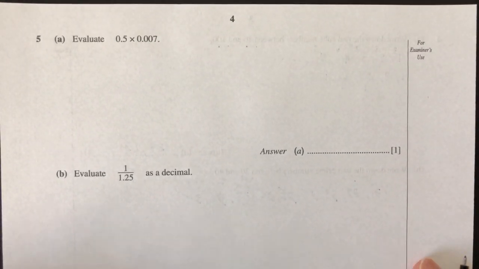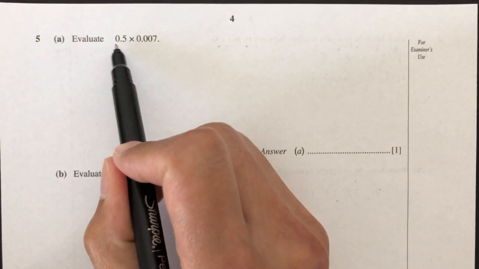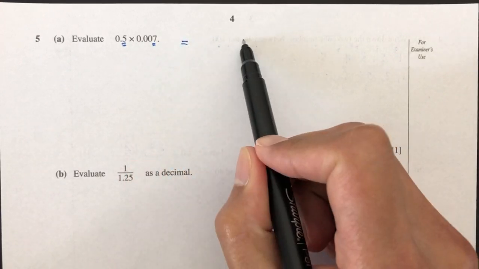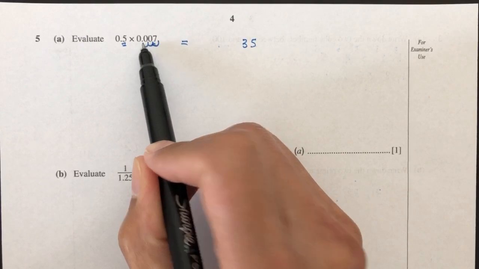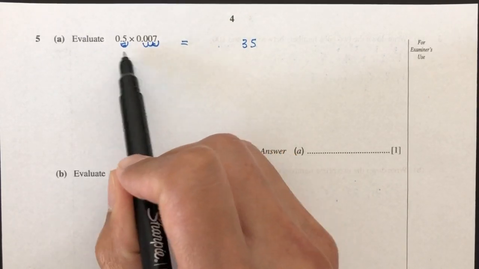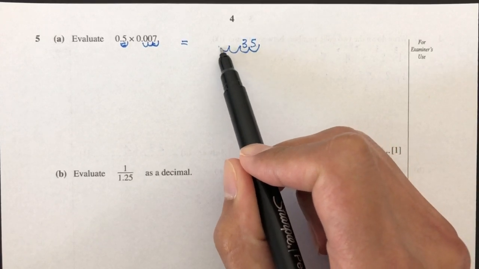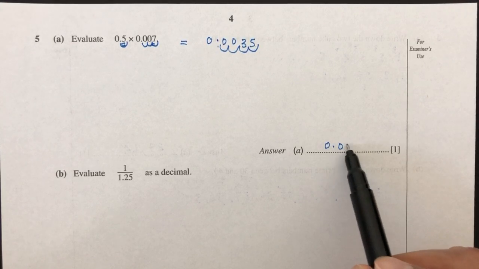So question number 5, evaluate this. The trick here is to first just forget about the decimal, just do 5 times 7, that will give you 35. On this one we count, we have 1, 2, 3 decimal places. This one is 1, so in total we have 4 decimal places. So 1, 2, 3, 4. Your point will be here. So your answer will be 0.0035.